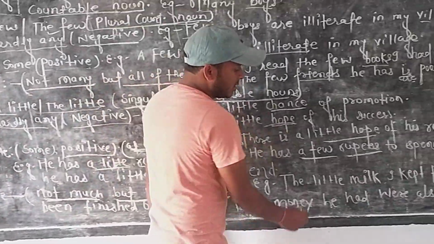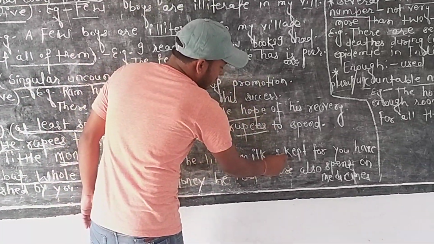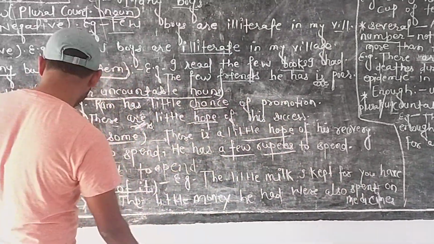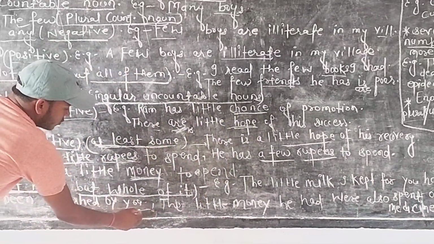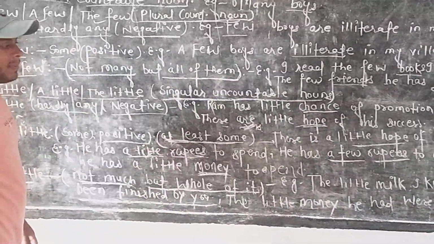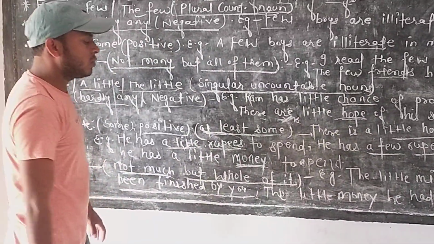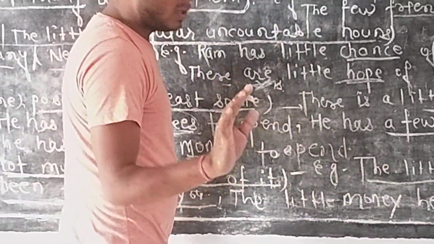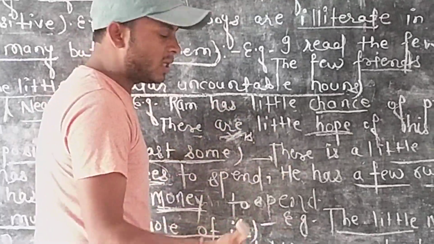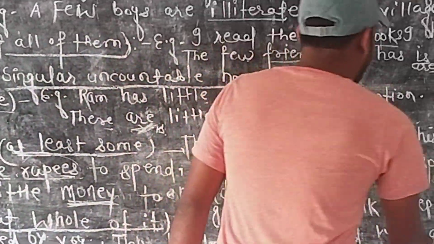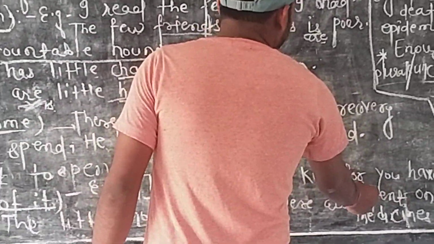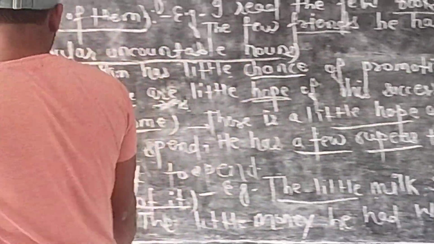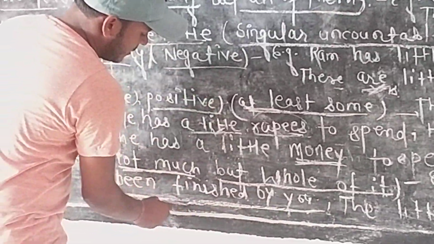So you can see the example: the little milk I kept for you has been finished by you. The little milk means not much milk, but whatever I have kept for you, it was finished by you.